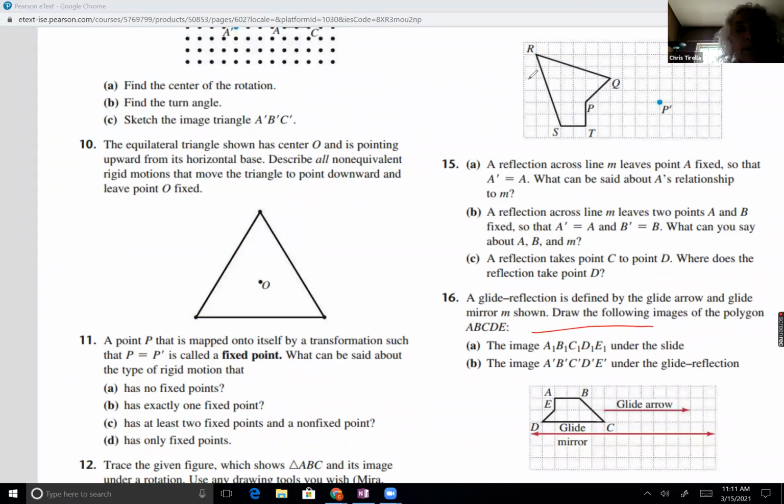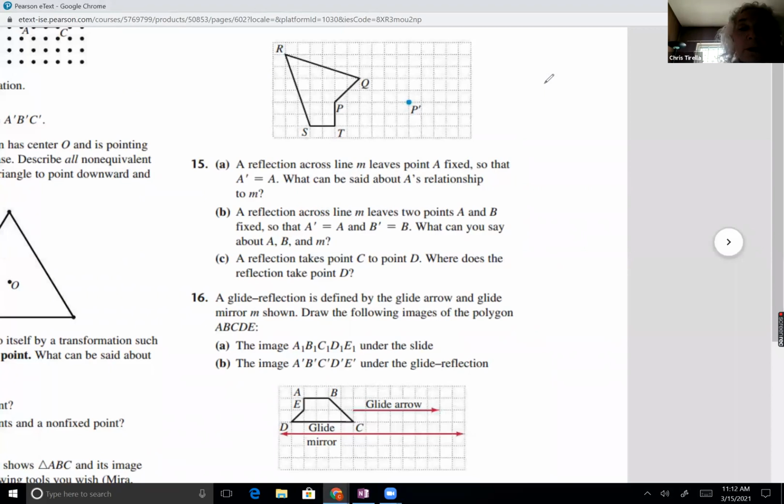Let me clear that one. Turn my finger back into a mouse and slide the page over.